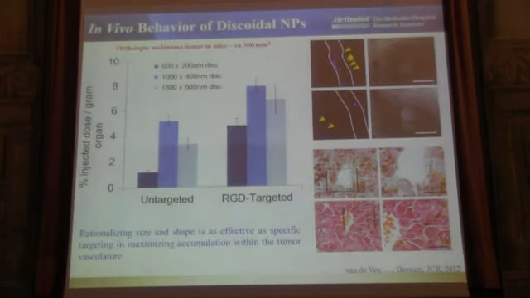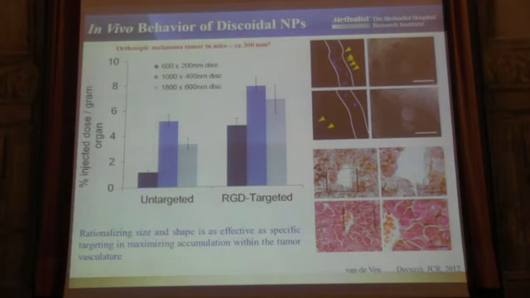Then what we did is we conjugated these particles with RGD4C, targeting the integrins on the tumor vasculature. What happens is that you do see across the board an increase in accumulation. Still the 1000 by 400 nanometers, the discoidal, they actually accumulate more than the larger and more than the smaller. And we are getting 8% of the injected dose per gram tissue in this tumor model.